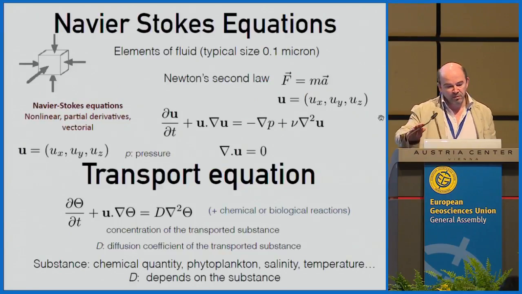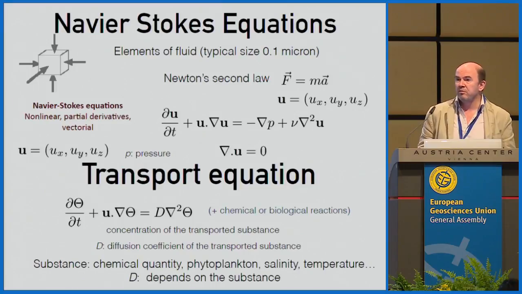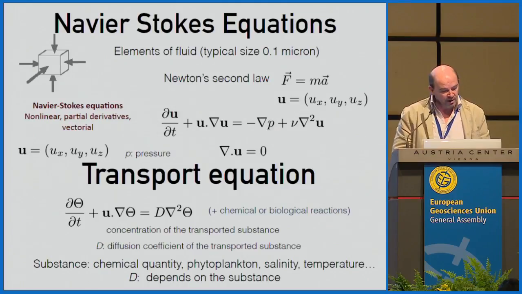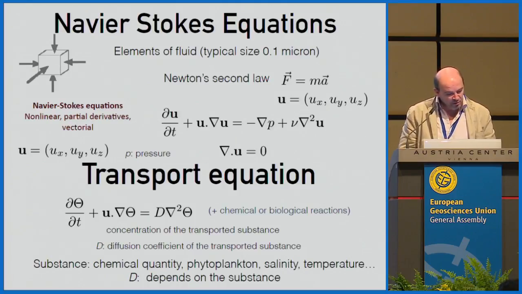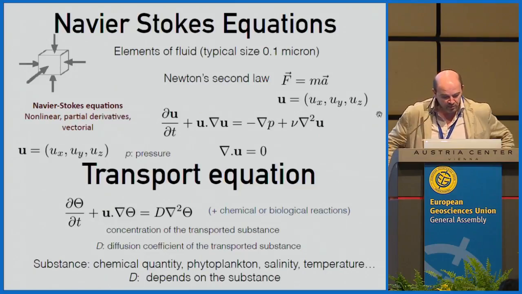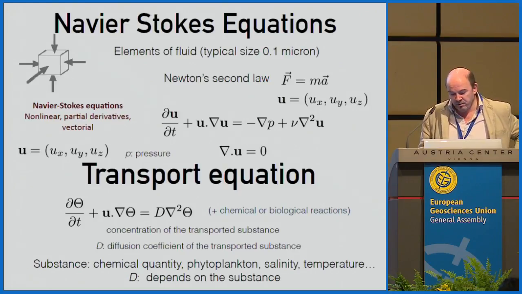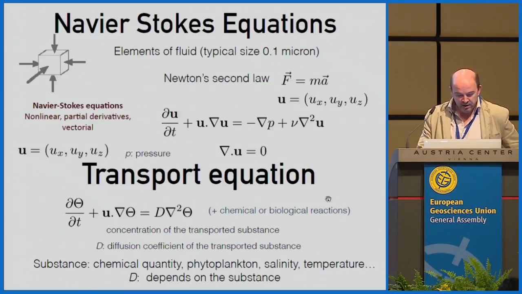So if we go back to the Navier-Stokes equation, which can be written for an element of fluid, the correct scale, if we want to deal with the Navier-Stokes equation, is really the very small scales. And you also have the transport equation, which applies to a chemical quantity, which can be, in our case, phytoplankton, salinity, temperature, and other fields. And in many cases, we also need to add to the transport equation chemical or biological reactions.